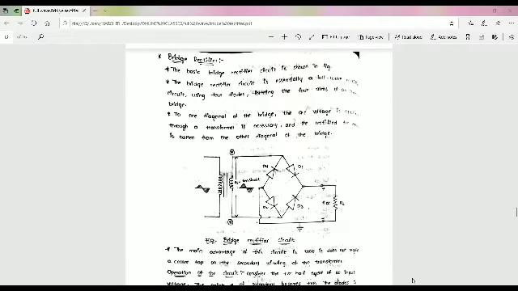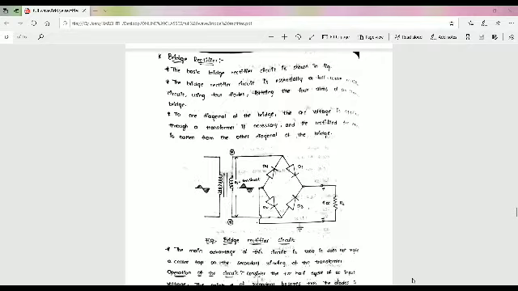Good morning everyone. In the last class we discussed the full wave rectifiers and its parameters. Today I would like to explain bridge rectifier parameters and the comparison between the full wave rectifier using 2 diodes and the full wave rectifier using 4 diodes. That means the bridge rectifier. First of all, the bridge rectifier.